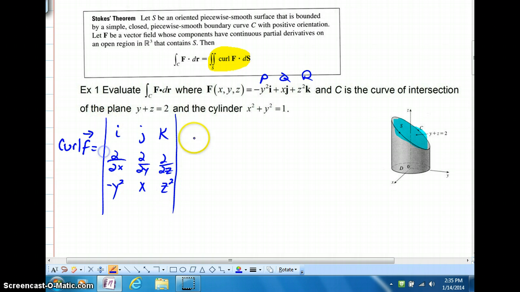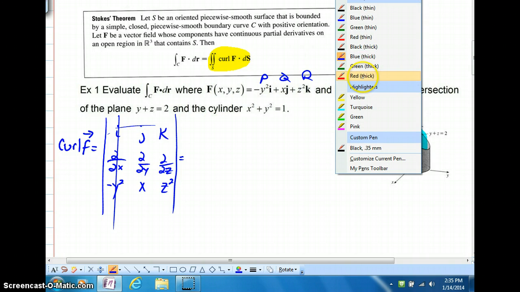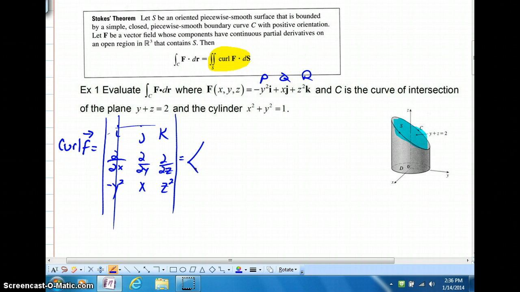And once again, we could hopefully quickly come up with a curl here. I'm going to write it out in bracket notation. Cross out the first row, first column, and you're going to be left with this 2 by 2 determinant. What's the partial derivative of z squared with respect to y? 0. What's the partial derivative of x with respect to z? 0. So we'd have that first diagonal minus the second. That's just 0.